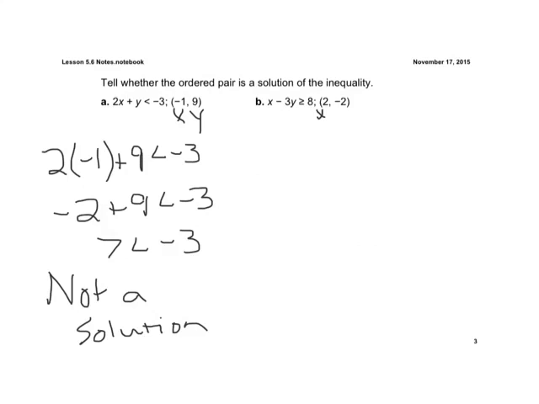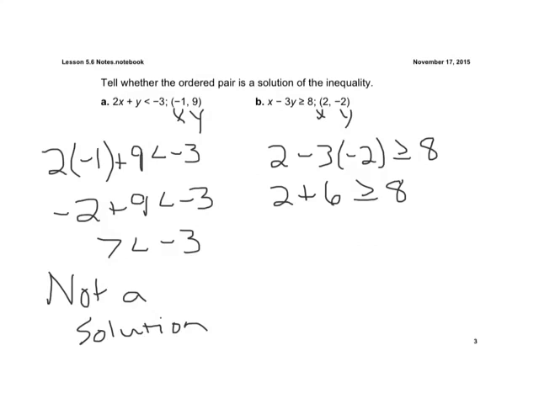Plug in 2 for x, -2 for y. So we have 2 minus 3 times y, which is -2, greater than or equal to 8. See if this is true. We have a -3 times a -2, which is a +6. 2 plus 6 is 8, so we have to ask ourselves, is 8 greater than or equal to 8? It's not greater than, but it is equal to, so that is true, so it's a solution. Just like equations, but now we have an inequality. We have greater thans or less thans.